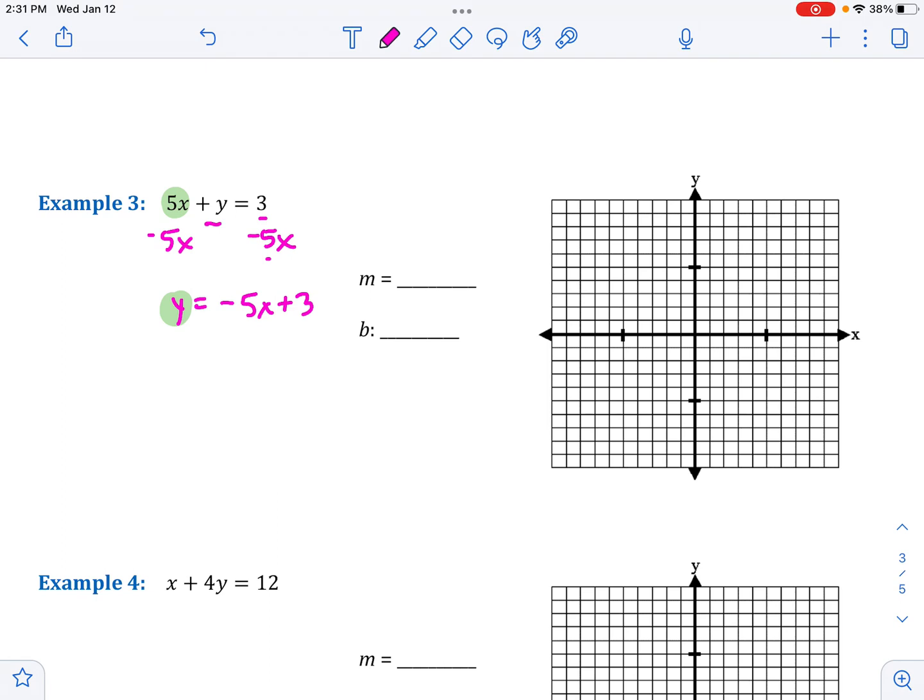So I'm done. So now I know that m is equal to -5, which is the same thing as -5 over 1, and b is equal to 3, which is 0, 3. So I start here at 0, 3. I go down 5 boxes over 1, down 5 boxes over 1, and I've got enough points now that I can make a line.